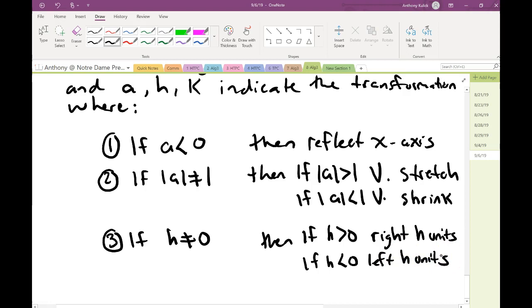The third thing we need to look at is the value of h. If h is non-zero, then something is going to happen. If h is positive, it's going to shift the graph to the right that many units. And if h is negative, it's going to shift the graph left that many units.